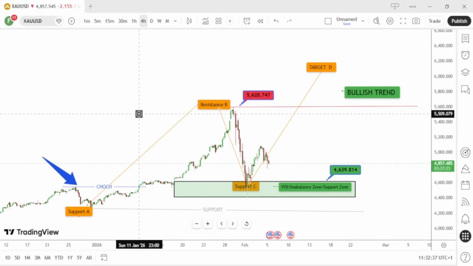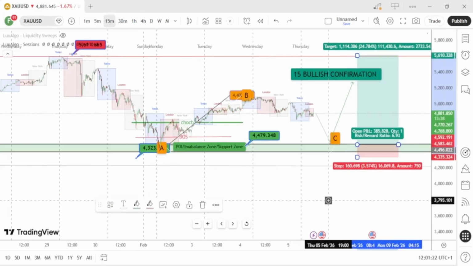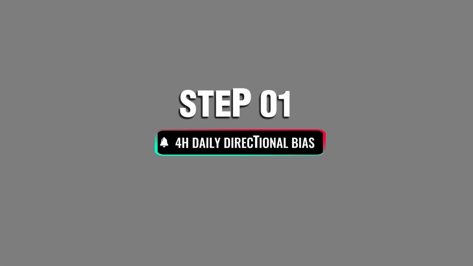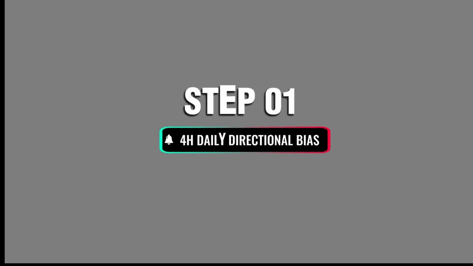So the 4 hours has just one job, direction. The 15-minute chart gives context, and the 5-minute chart gives entry. I'll break this down step by step from start to finish for complete clarity. Step number 1, 4 hours directional bias.